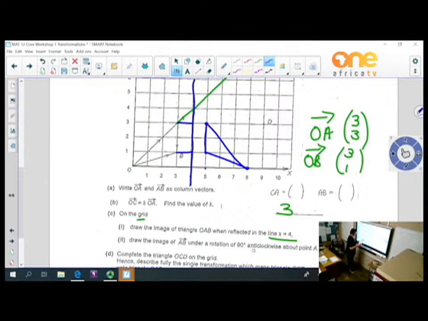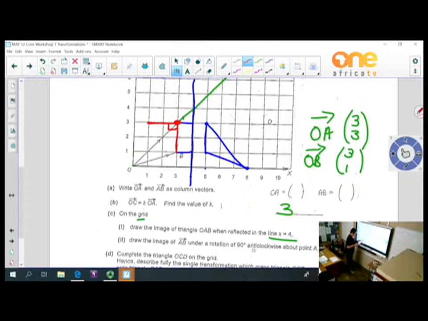And then draw the image of AB. Now this is just this line AB, under a rotation of 90 degrees anti-clockwise about A. That means A is going to be the center. Anti-clockwise is like this, against the watch, and there's the 90 degrees. So this line will be there. There will be the image there.